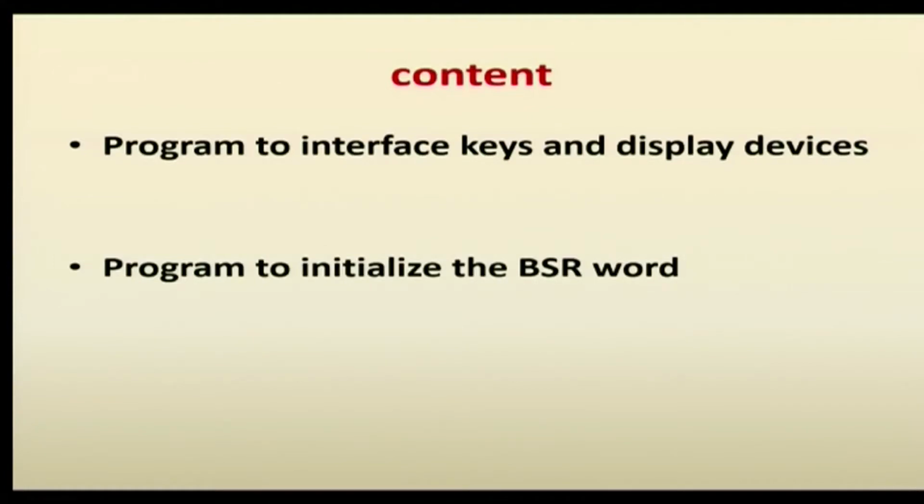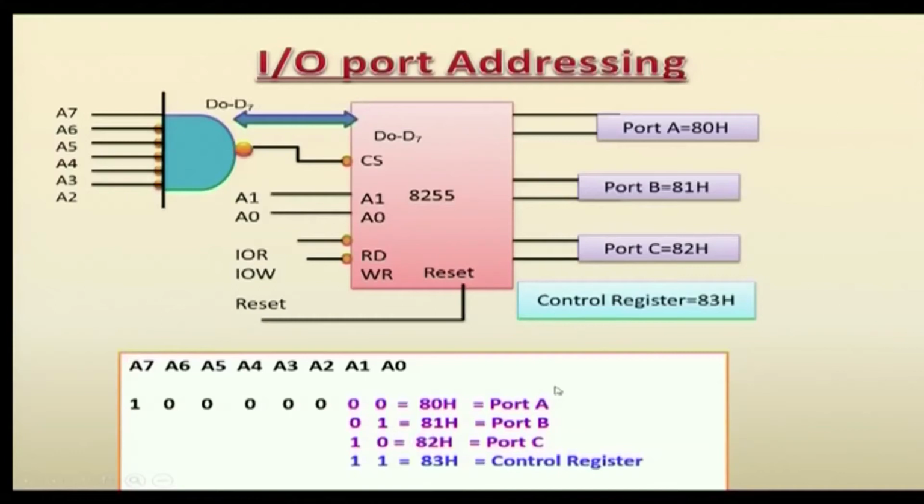So, the program to interface the keys and display devices and the program to initialize the BSR word for port C. When we are writing the program, we have to know the interfacing, how we have connected the circuits, because when we are connecting with the peripheral devices, the port address is very important. Based on the interfacing only we are calculating the port address. So, we have to check the board, how the address lines are interfaced or connected, then calculate the address before writing the program.